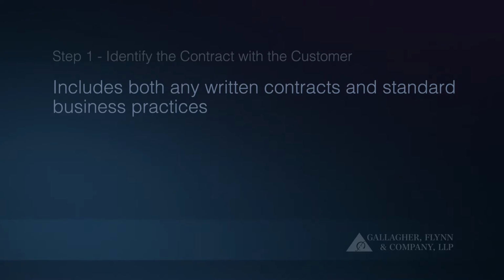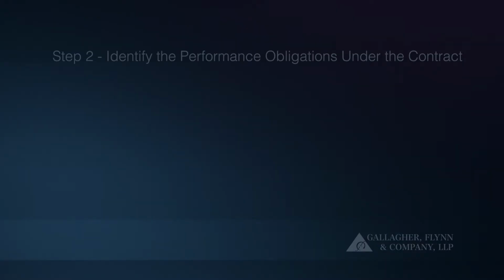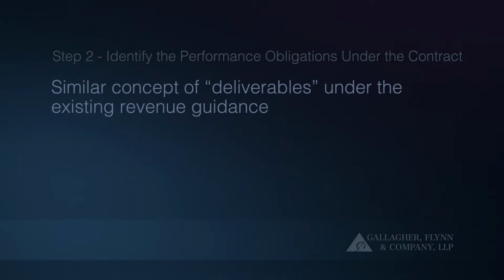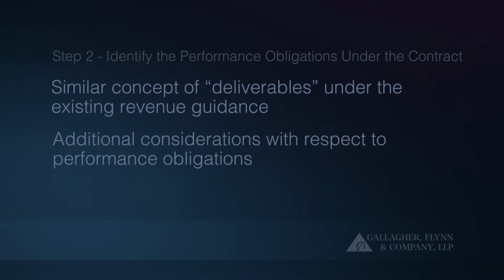So step one is to identify the contract with the customer, and this is going to include both any written contracts as well as standard business practices. Step two is to identify the performance obligations under the contract. This is a similar concept to that of deliverables under the existing revenue guidance. However, there are some additional considerations with respect to performance obligations.